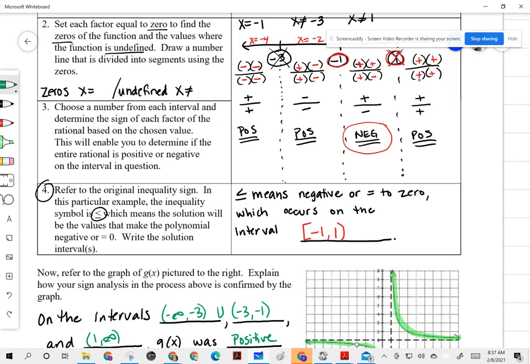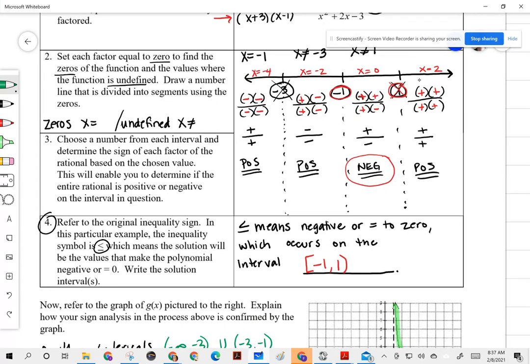right? So we can even look up here. From -infinity, which is where we start our number line, right? I guess I can do this. -infinity to -3. From -3 all the way to -1. And then from 1 to infinity, my number line or my graph were positive, which means it's above the x-axis.